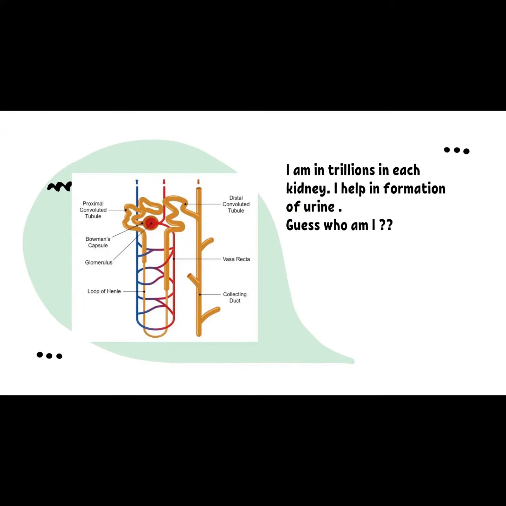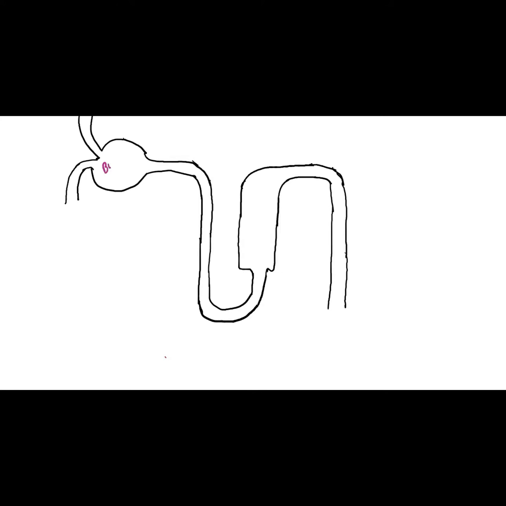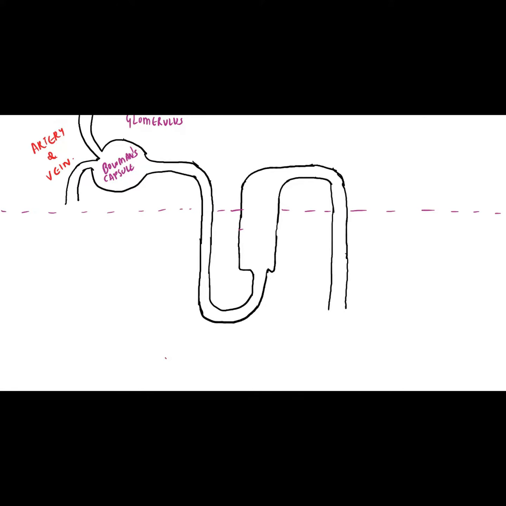So let's have a look. Urine physiology. Here I have drawn a nephron out of trillions. So this nephron has Bowman's capsule, artery and vein as you know, and cortex and medulla. So here you have a particular concentration gradient called the cortico-medullary gradient.